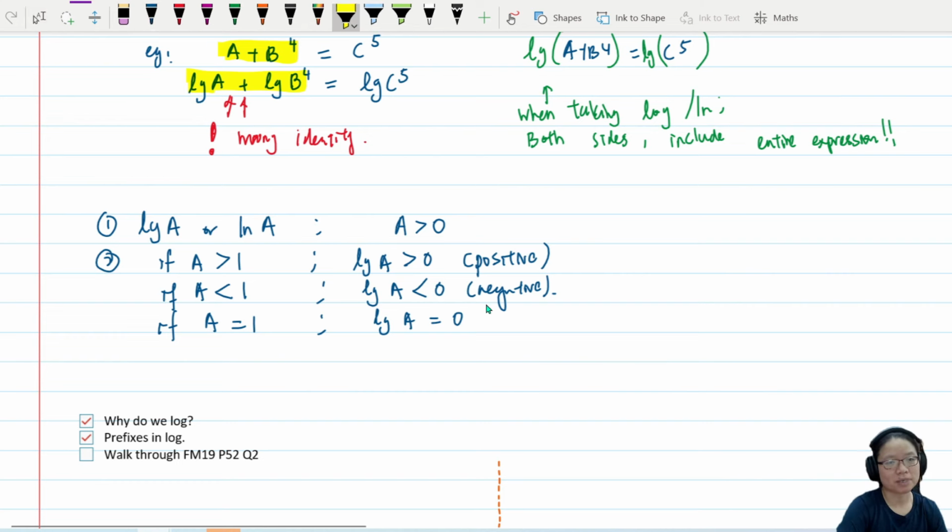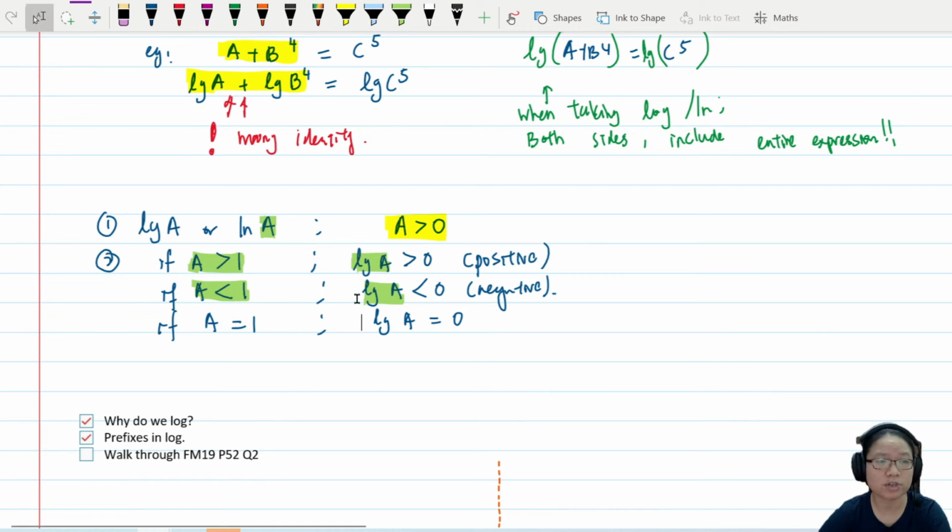Your domain must be greater than 0. And 1 is a crucial point. If whatever is inside here is greater than 1, whether it's log or ln, then the value of log A must be positive. If it's less than 1, then the value of your log A will be negative. If it's equal to 1, then the value of your log A is 0.